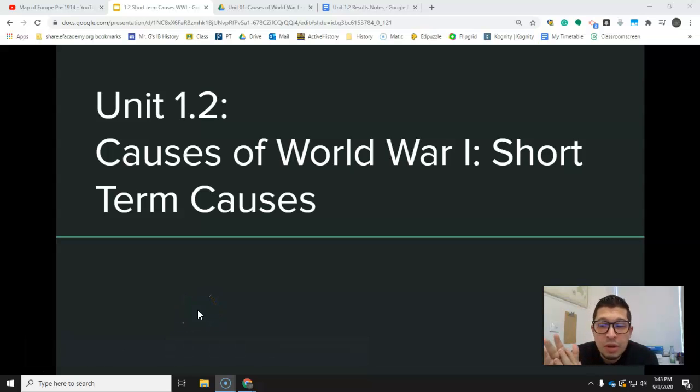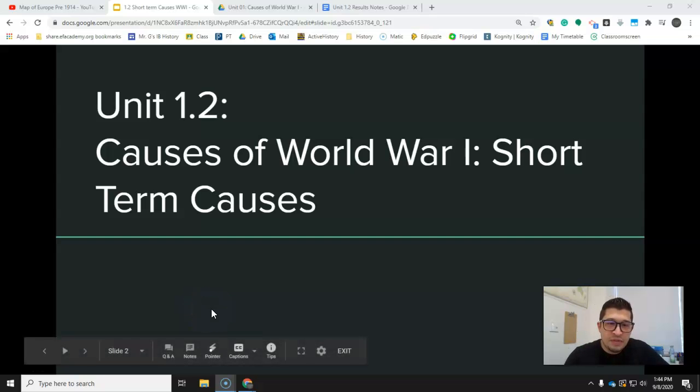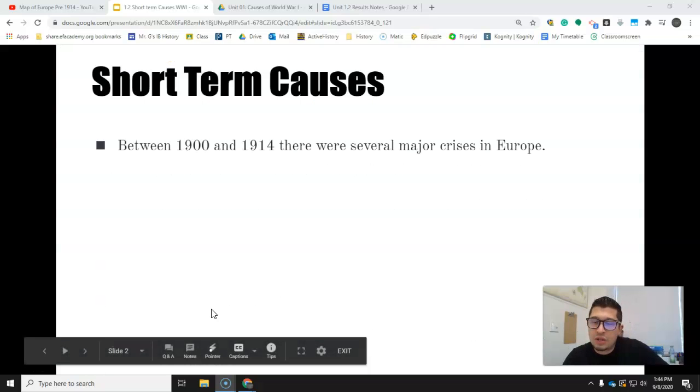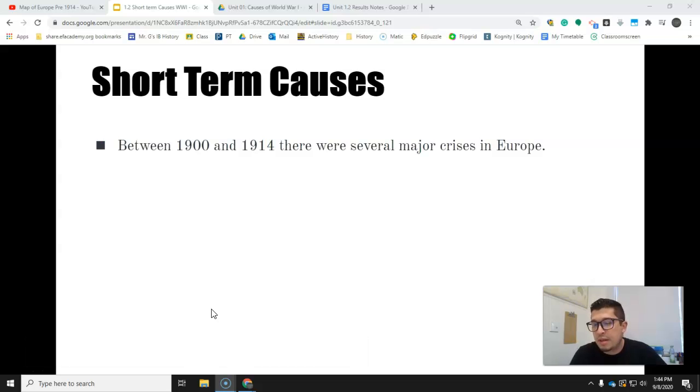Hey guys, welcome to Unit 1.2, which is going to be the short-term causes of the First World War. Unit 1.1 being the long-term causes, the main causes, as a lot of teachers call it. I'm sure many of you have heard and studied those words before. 1.2 might be a little bit newer for some of you, which is okay. What really makes these the short-term causes is they mainly happen between the years 1910 and 1914. The long-term causes go farther back into the 1800s, whereas the short-term causes are mostly in the 1900s, the turn of the century.